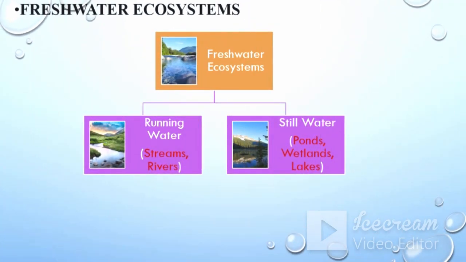Freshwater ecosystems are subdivided into two classes: those in which the water is nearly stationary, such as ponds, wetlands, and lakes, and those in which the water flows. It is also otherwise called running water, such as streams, rivers, and creeks.